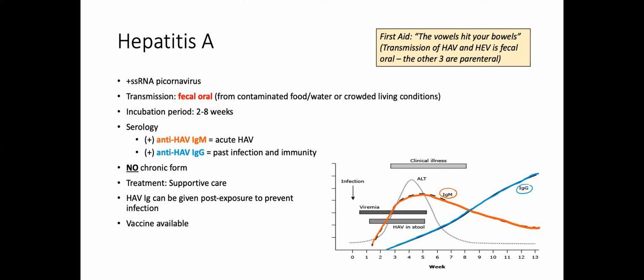There's not a chronic form of this one, unlike the other ones. The treatment is going to be just supportive care, trying to help that patient with their diarrhea. And know that it is important to get the hepatitis A vaccine, especially if you're going to fast food restaurants or maybe another country.